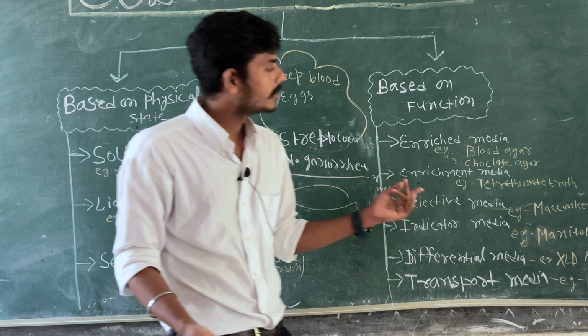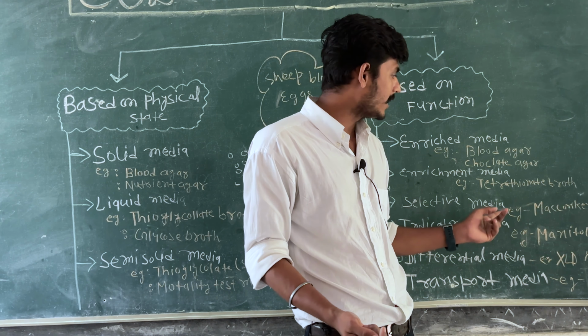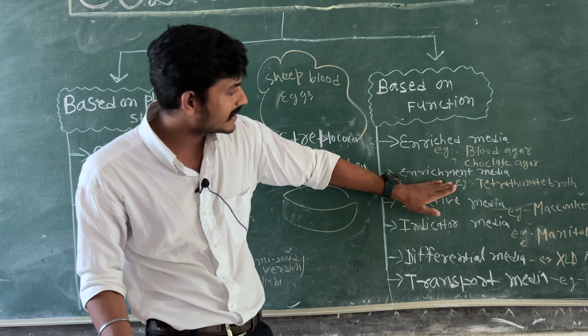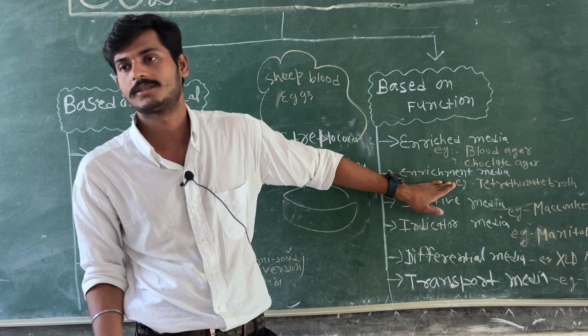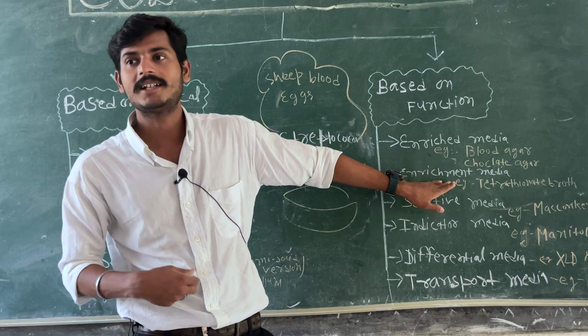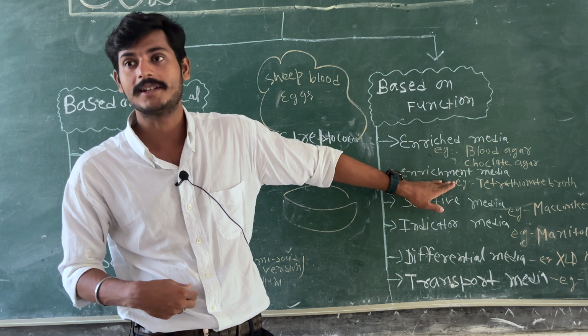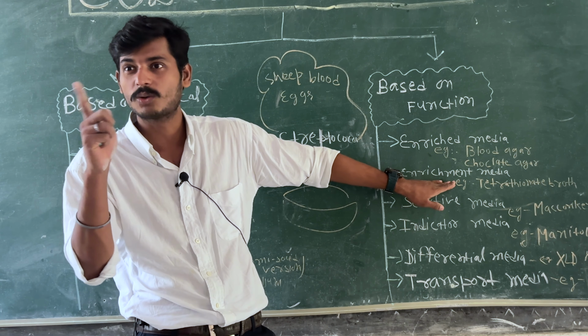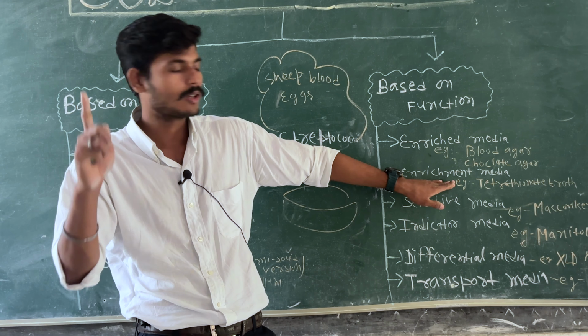Examples are the tetrathionate broth and the MacConkey agar. This enrichment media is commonly used for identifying the diarrheogenic bacteria. Diarrheogenic bacteria means all those E. coli, okay? E. coli bacteria.